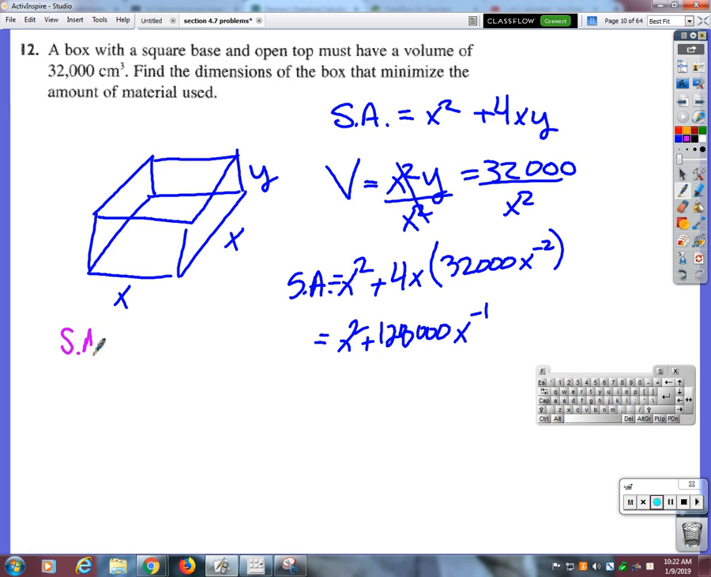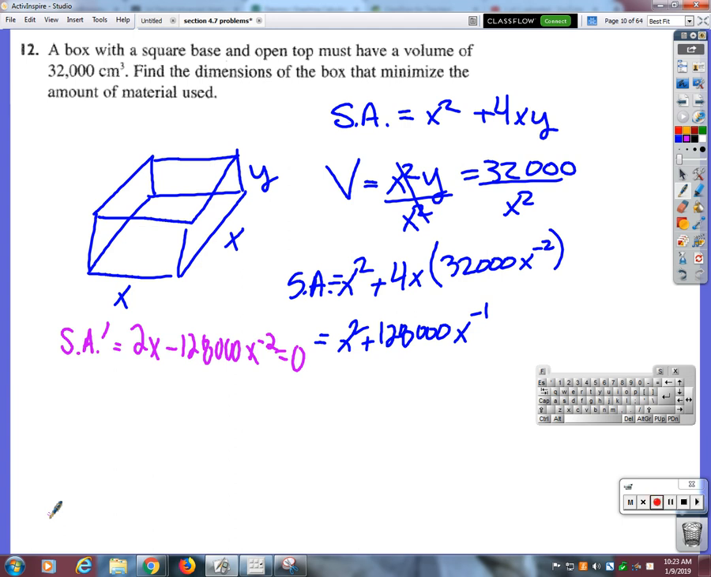So what's the derivative of x squared? 2x. And what's the derivative of the other piece? Negative 128,000 x to the negative 2. And I want to take that and set it equal to 0. Okay. How do I solve that?